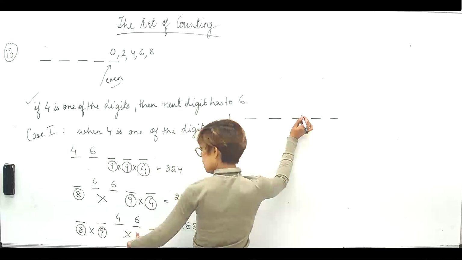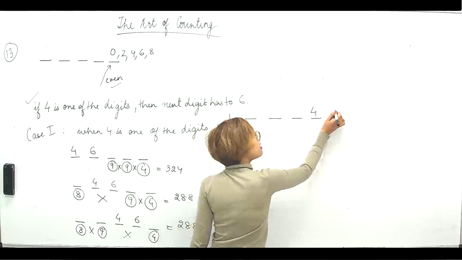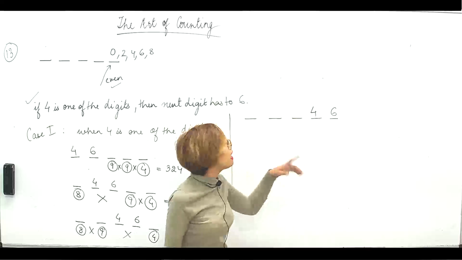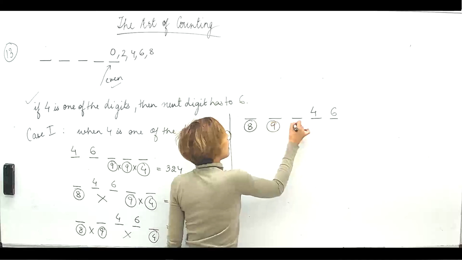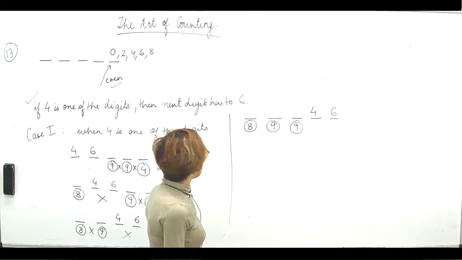Right? 4 is at this place, the 4th place. Next digit has to be 6. Now this is absolutely fine because the number is even. Let's fill up these spaces. So 8 possibilities, then 9, then 9. So I have 72 into 9.